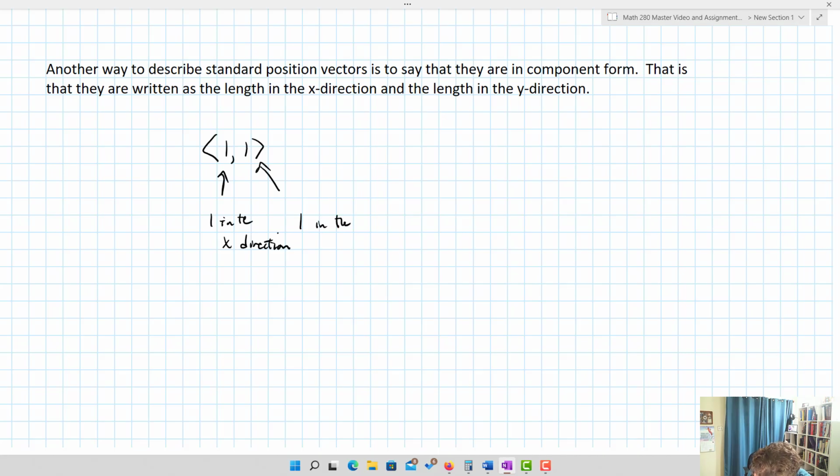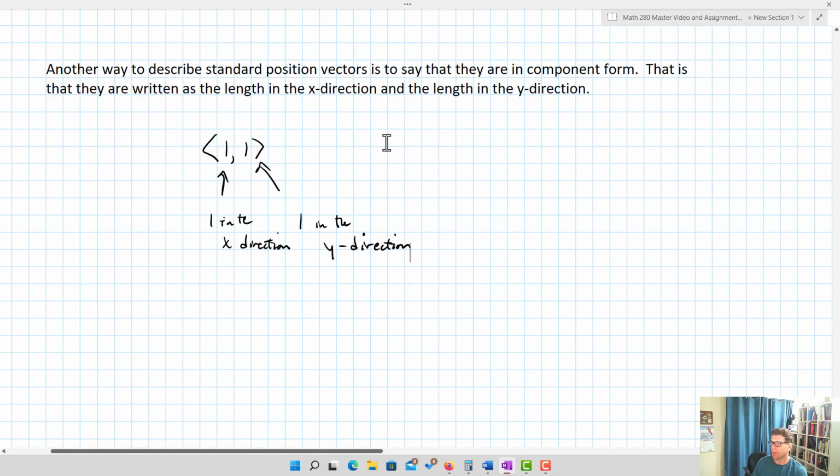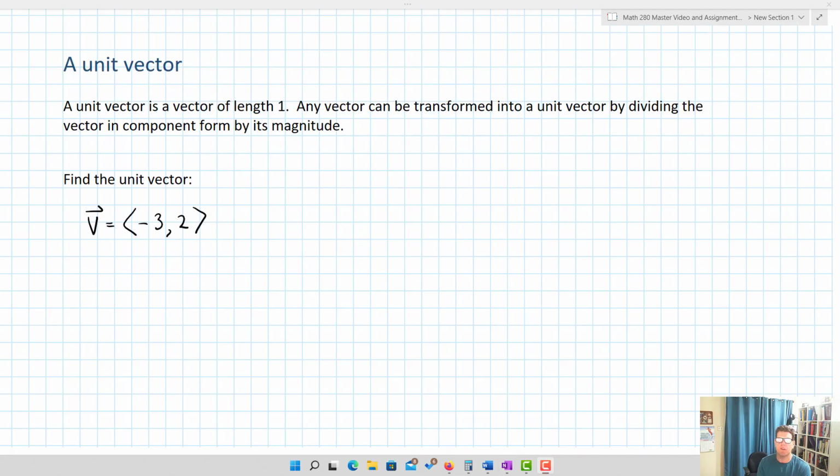So if you see that statement, or you see somebody referring to something in component form, they're basically talking about standard position vectors in algebraic terms. The last thing we're going to look at before we start talking about the applications of our vector calculus in 2 dimensions is these things called unit vectors. They're going to end up becoming really important.